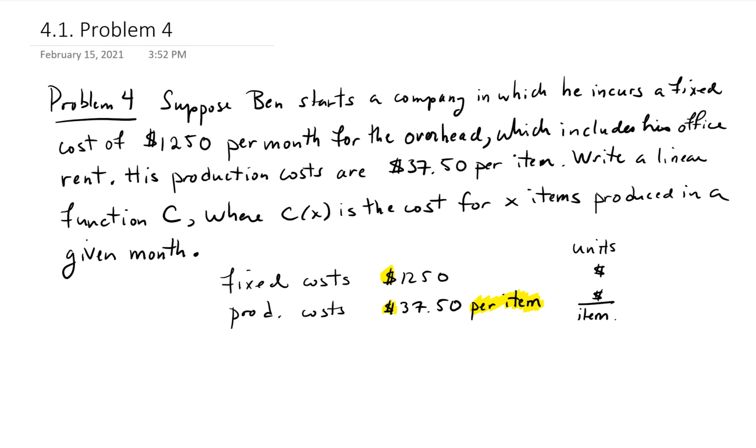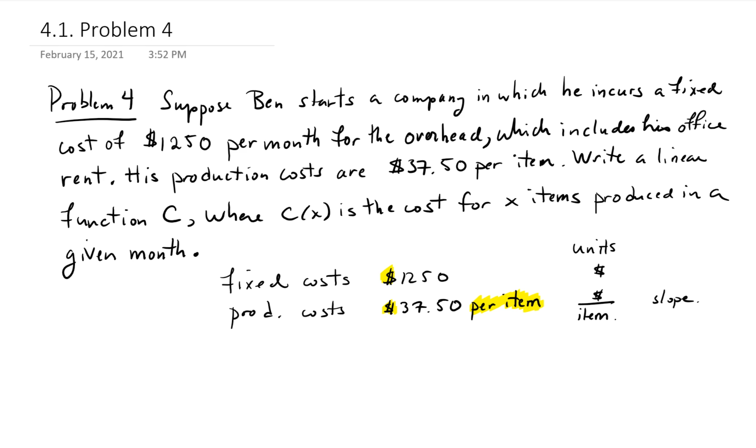Of course, dollars per item reminds us of delta C over delta X. So that's going to be our slope. It's the increase in cost if you increase the production by 1. If we go forward by 1, you go up by $37.50. So this is actually our slope.